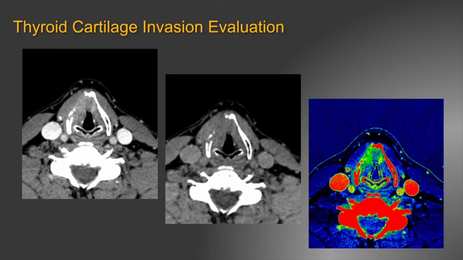In this case, on the other hand, there is invasion of thyroid cartilage. As you will notice, the invading part follows the same characteristics as native tumor, with its attenuation being suppressed on high-energy VMIs and its iodine content being similar to native tumor on the iodine maps.